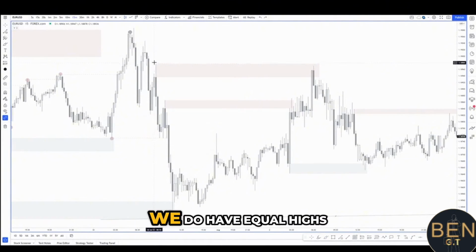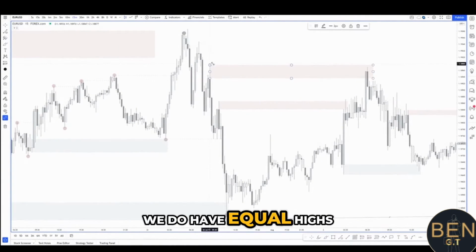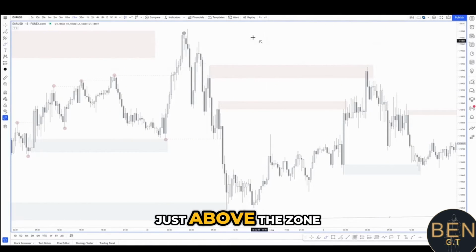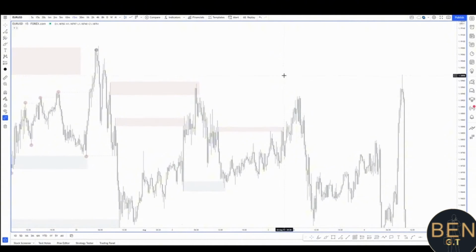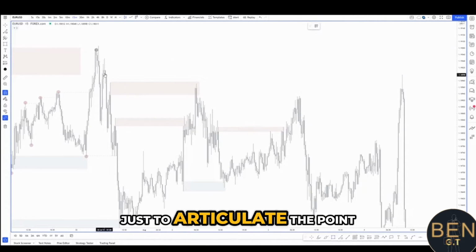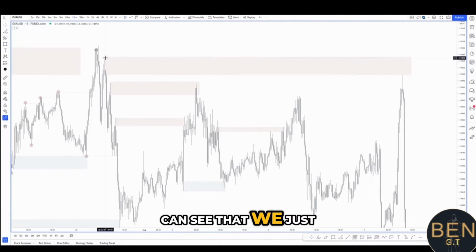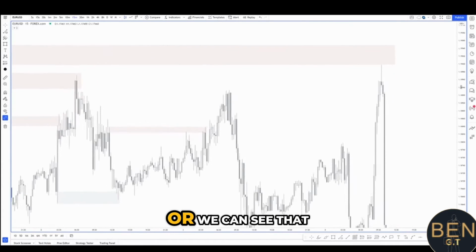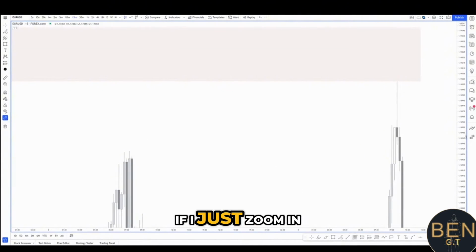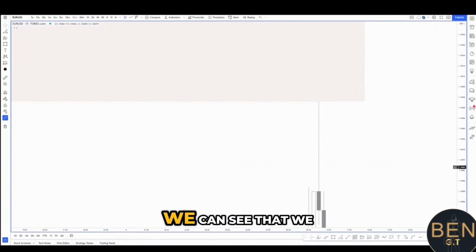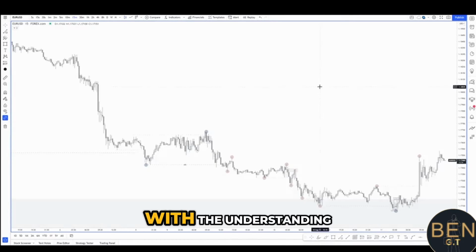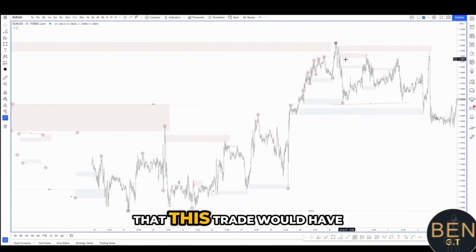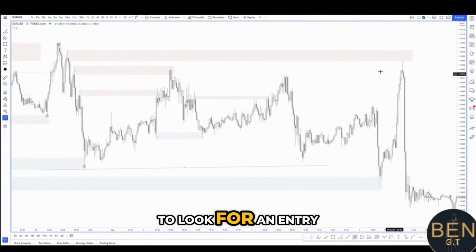And what we can see is we do have equal highs that have been created just above this zone. So in my mind, this would be a valid zone, although I don't have it marked on. If I just draw on a supply zone just to articulate the point, you can see that we just barely miss it. If I zoom in really close, you can see that we just get into the vicinity. We don't actually tap into it, but that does provide us with an opportunity, as this trade would have been valid to look for an entry.